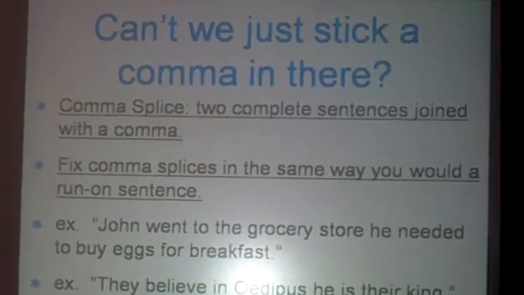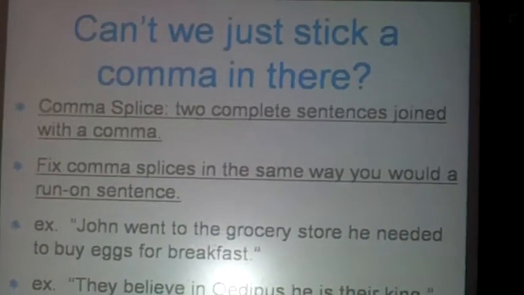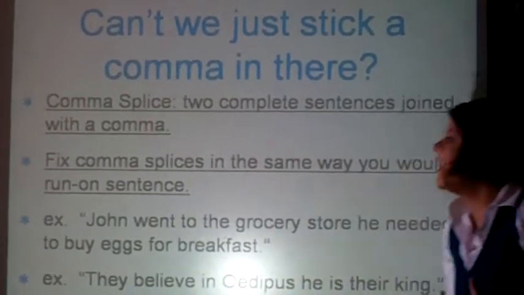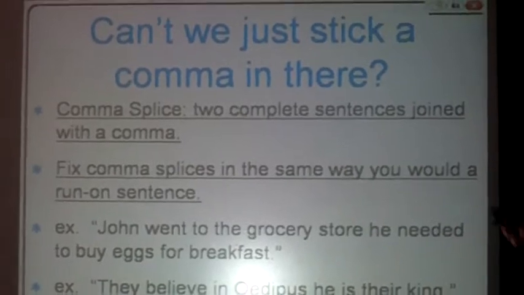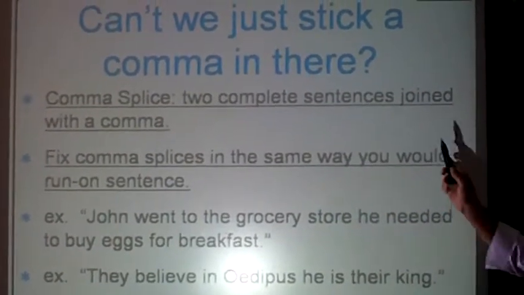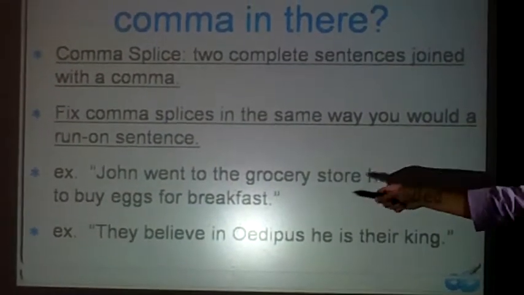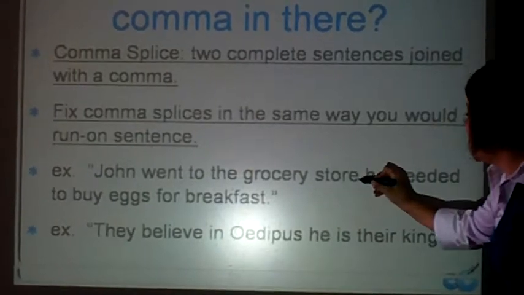Because you would think, well, if I have two sentences, can I just stick a comma in there? Is that good to join them together? And if you do that, you actually make something called a comma splice. A comma splice is two complete sentences joined with a comma. So if you had this sentence and you're like, something looks wrong. Oh, you think it's a run-on. Look, it's got two independent parts. And you're like, I'm fixing it.